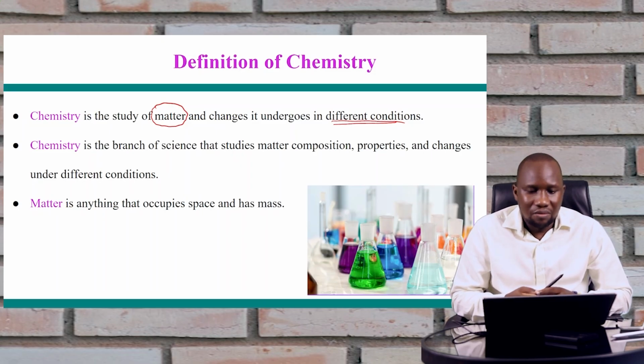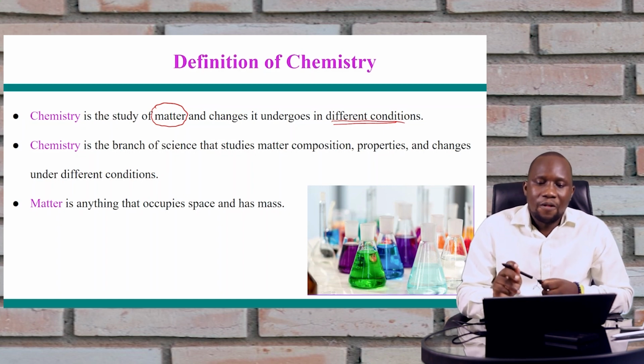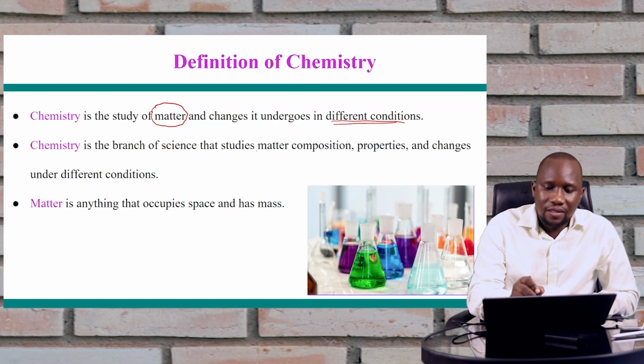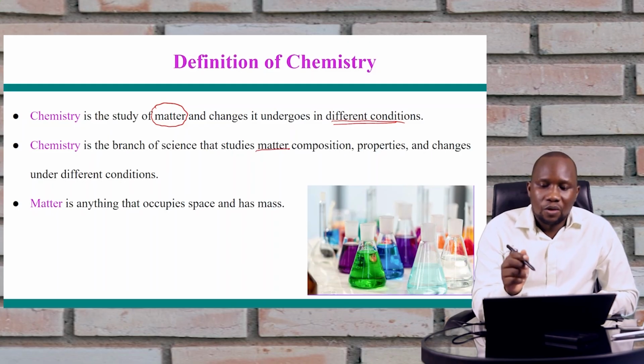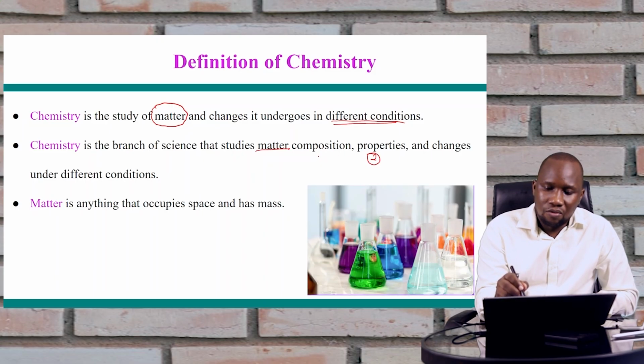Another definition, basically still more or less about the same thing, is that chemistry is the science that deals with the study of matter and its composition, properties, and the changes under different conditions. Still, the key word in this is matter. Okay, so how this matter behaves under different conditions, and that behavior is what we call properties. Properties, what does it consist?